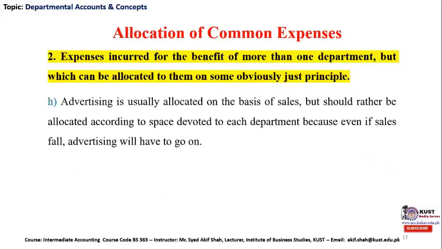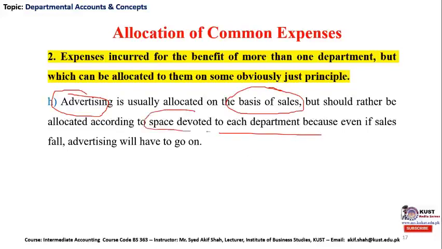We can have advertising expense as well. The company generally does advertising, and advertising is usually allocated on the basis of sales of the company. This is the usual way. However, we can also, rather we should, allocate on the basis of the space devoted to each department, because irrespective of the fact that the sales of a particular department may be decreasing, we still have to keep on doing advertising.